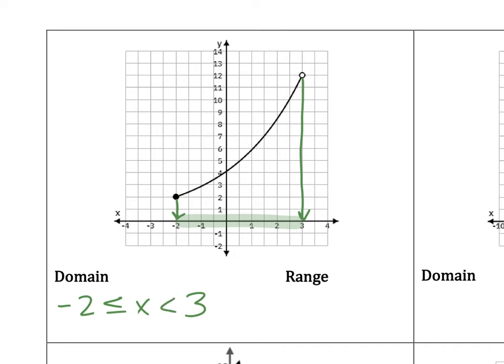Awesome. Let's go to range. Bottom to top. What's the bottom of this graph? 2. What's the top of this graph? 12. Okay, so I know I'm going to have 2 and 12 in my range. I just need to pick the right symbols. I've got a closed circle on the bottom and an open circle on the top. So closed gets the line underneath it, open doesn't. That's it. That's the domain and the range.